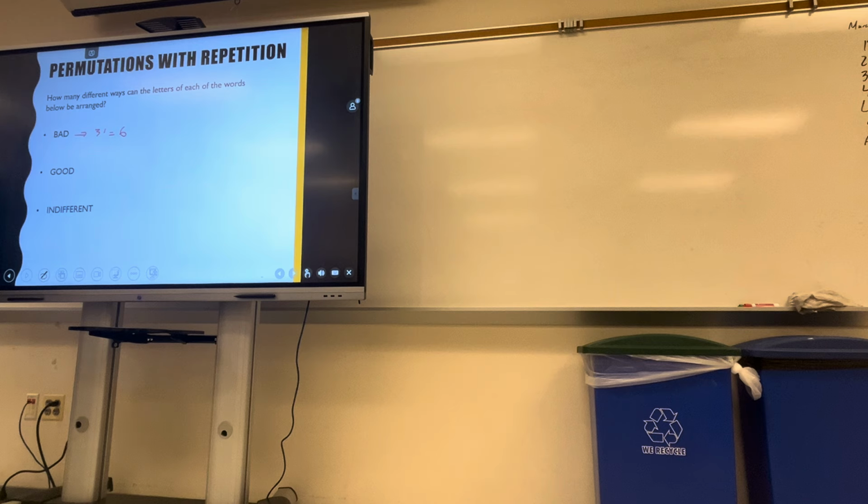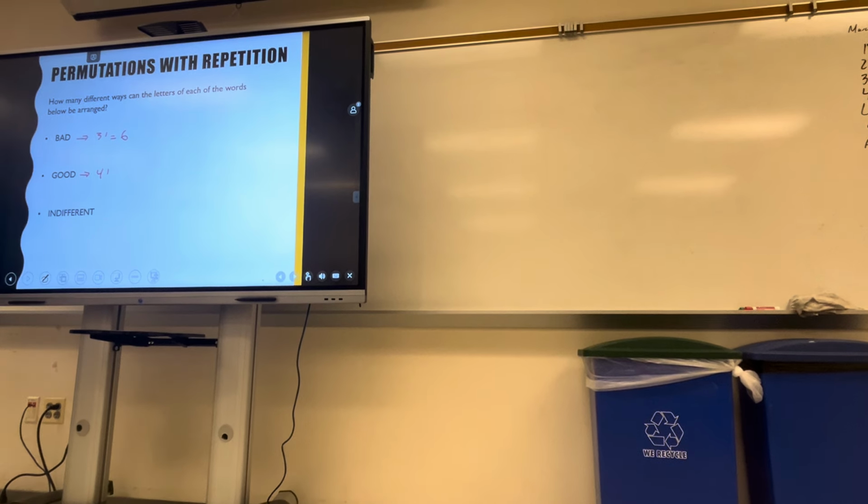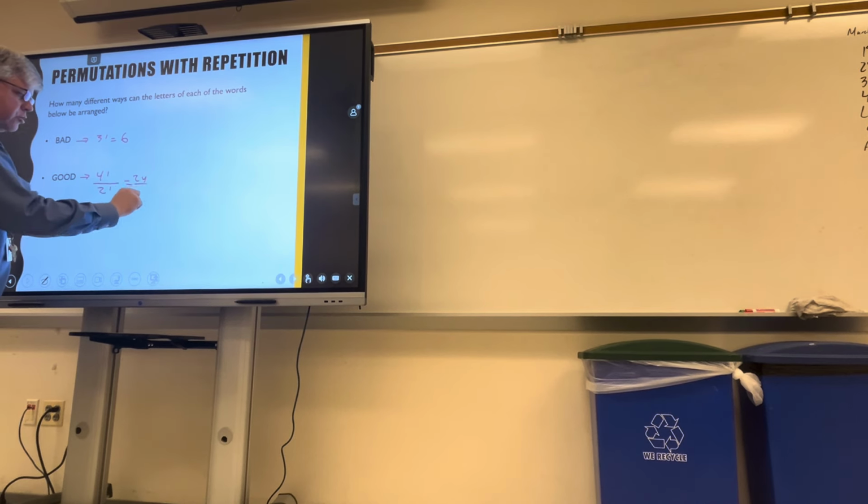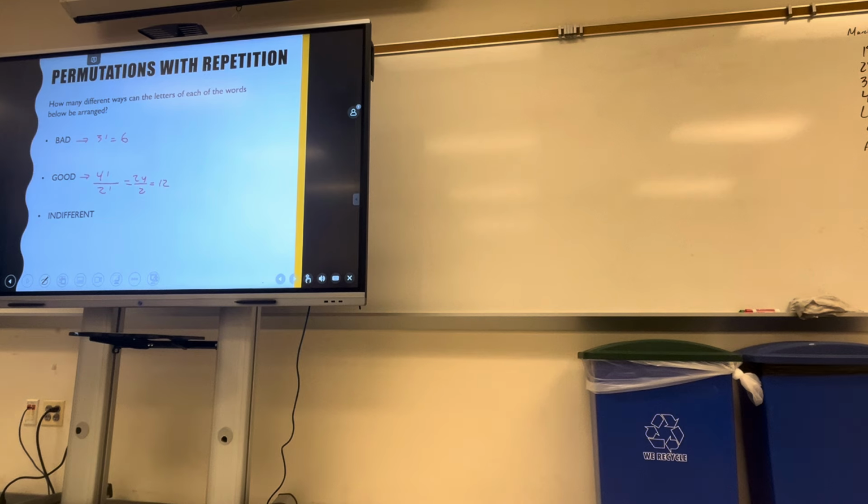But in good, you would start with 4 factorial, but that overcounts because any arrangement where all you do is switch the two O's, which look the same, is not going to look like a different result, so it shouldn't count as a different result. So we have to divide this by the number of ways that you can rearrange the two O's, which would just be 2 factorial. So this answer is not 24, which is 4 factorial. It's 24 over 2, which is 12. There's 12 different ways to rearrange them.